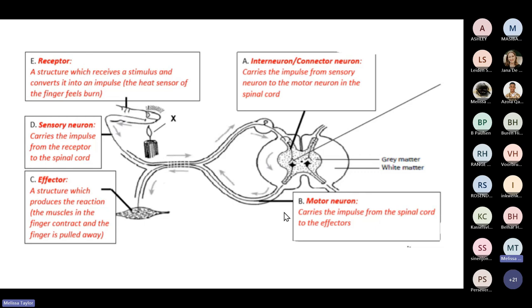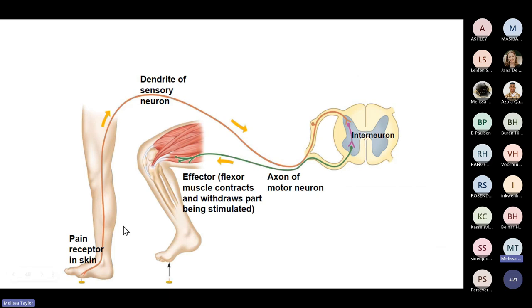Okay, so I'm not going to go through these notes in more detail than that, but that pathway and that action, you need to be able to explain and know what each of the parts are doing. Okay, so here's just another little visual for you. You've got a sensory neuron coming from the receptor, going into the spinal cord, linking with an interneuron, and then back out through a motor neuron to the effector, to the muscle.